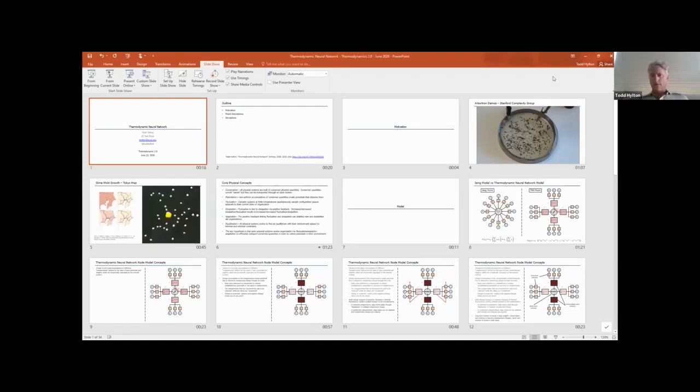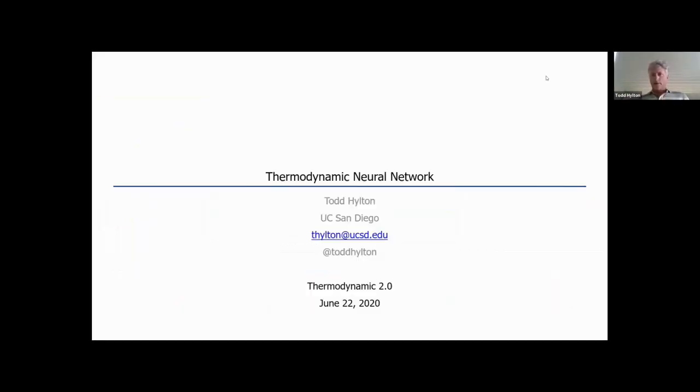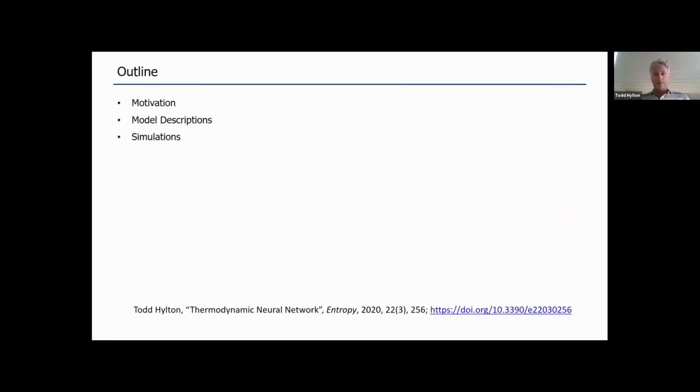Okay, hello everybody. I really regret that we're doing this online because I'm a newcomer to this community, and I would really appreciate having the opportunity to meet you all. So hopefully that happens sometime in the future. I'm at UC San Diego, and I'm going to talk about a model system I've created that I call the thermodynamic neural network.